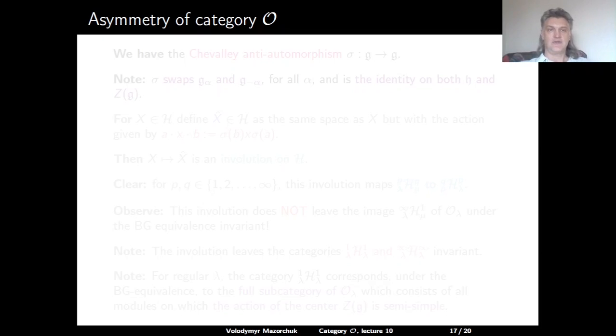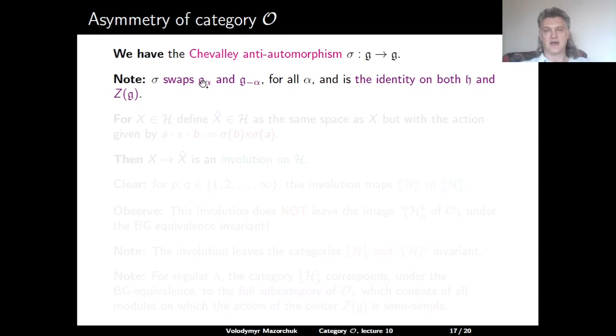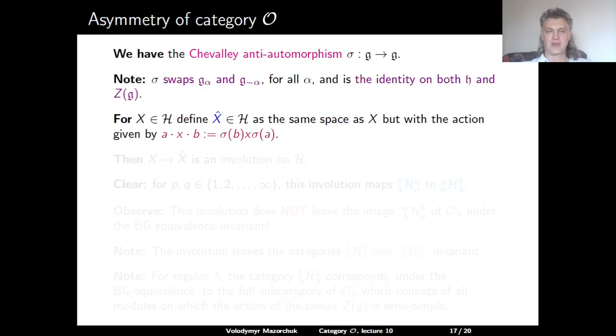Let us also note the following asymmetry of category O, which is revealed by the connection to Harish-Chandra bimodules. So we have the usual Chevalley anti-automorphism sigma of G. This is an anti-automorphism which swaps G alpha and G minus alpha and induces the identity on both the Cartan subalgebra and the center of G.